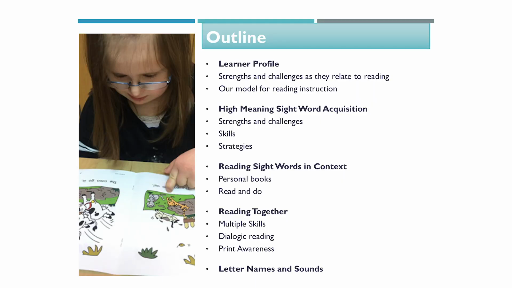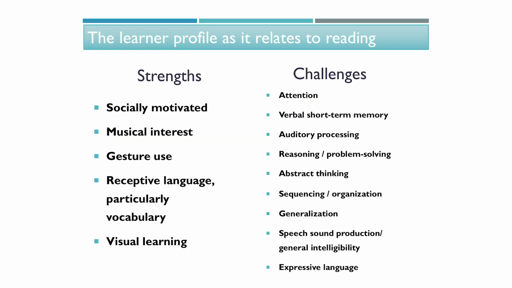So Susan introduced us to a lot of the information that we will use throughout our sessions today about Down syndrome. We'll look more in depth at the learner profile as it relates to reading, and also our own model on reading instruction, which consists of high meaning sight word acquisition, reading sight words in context, and reading together, as well as some information on letter sounds and how you start to introduce that with your early readers.